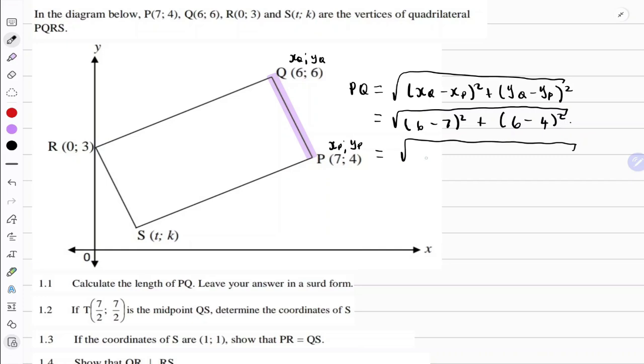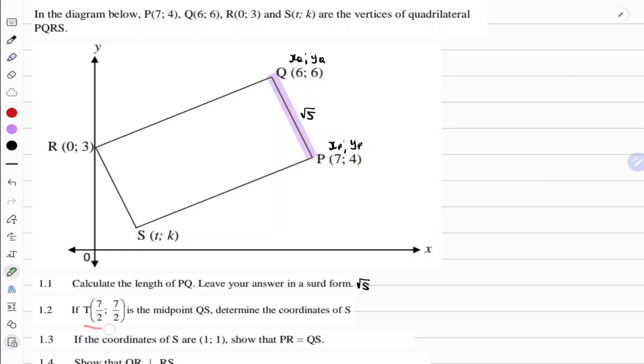6 minus 7 is negative 1 squared plus 6 minus 4 is 2 squared. And this is equals to negative 1 squared is 1 plus 2 squared is 4. So this is equals to the square root of 5 units.